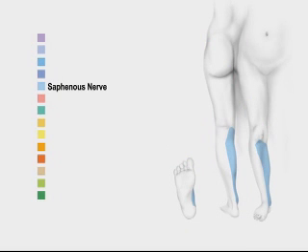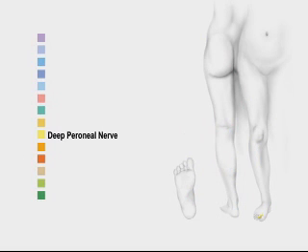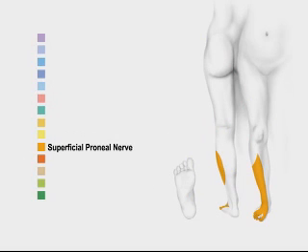The medial aspect of the foot receives its sensory supply from the saphenous nerve, which is a branch of the femoral nerve. The deep peroneal nerve supplies the area between the first and second toe, while most of the dorsal aspect of the foot gets its sensory nerve supply from the superficial peroneal nerve.